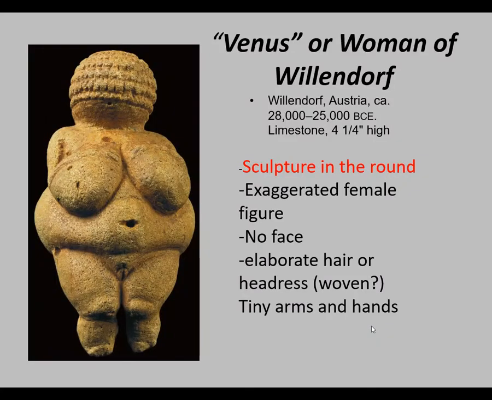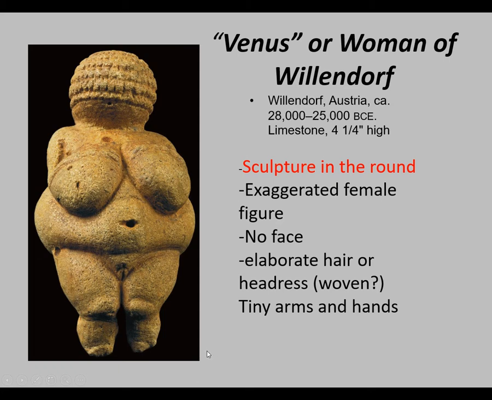This is what art history books used to start with, and this is called the Venus, or more correctly, the Woman of Willendorf. She is from Australia, and she is standing at 4¼ inches high. And of course, she's referred to as Venus incorrectly because she is not from ancient Greece or Rome. She is definitely from the Paleolithic period.